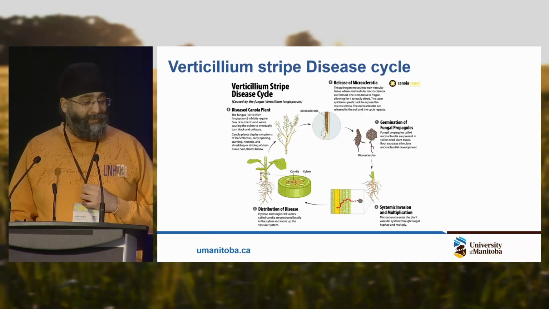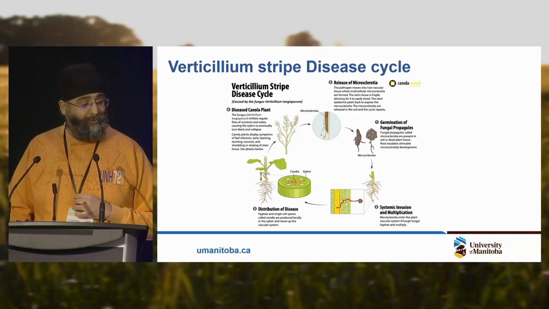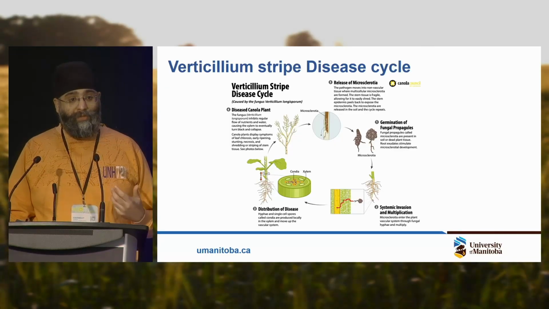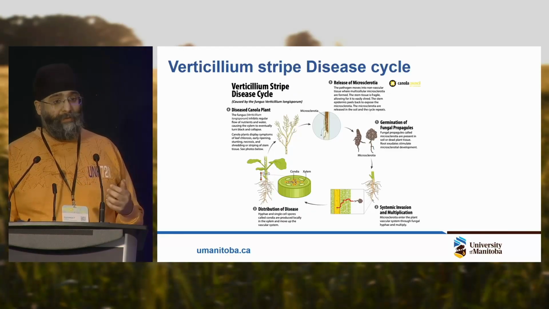Once that happens, of course, there will be yield losses and other visual symptoms will appear. Along with that, now the disease has fully spread out. Now, if you're a farmer, you'll come with your combine and harvest this.